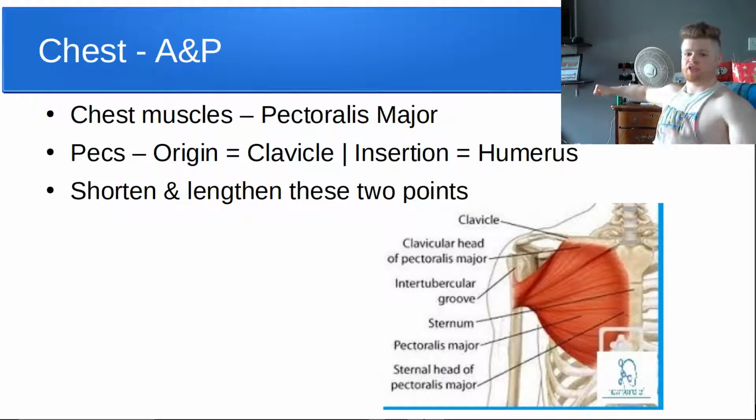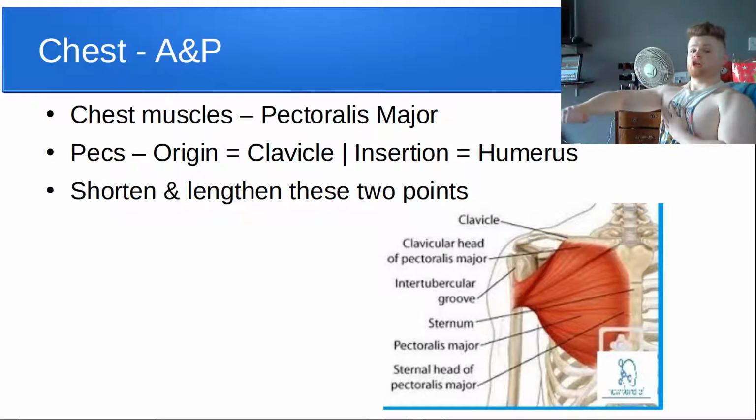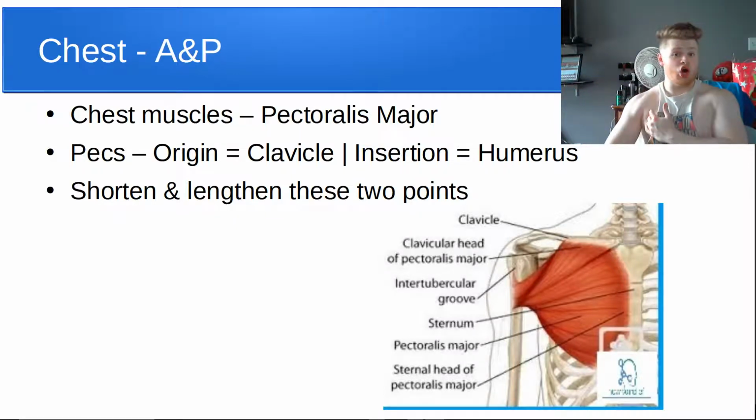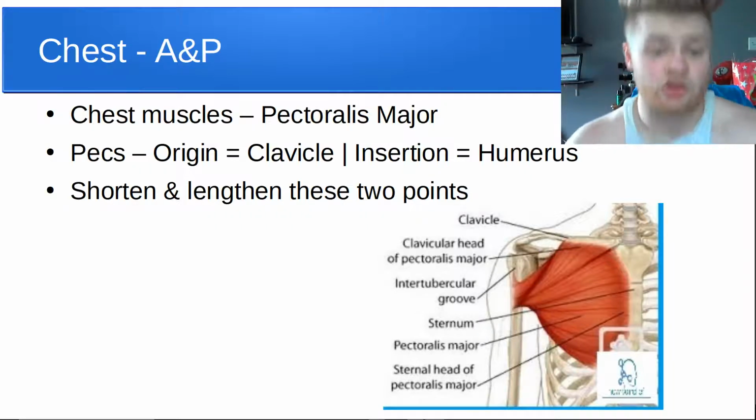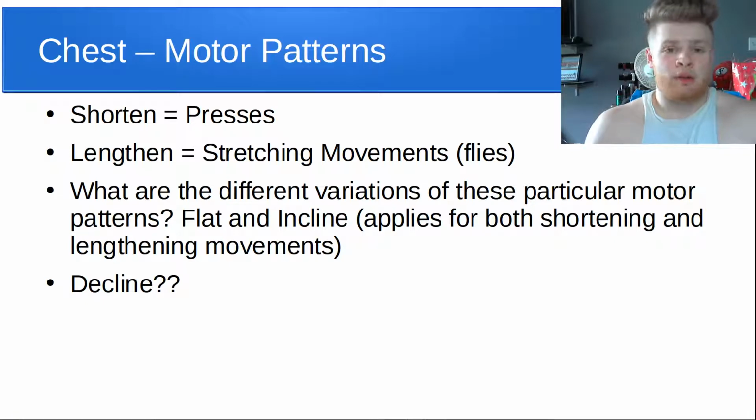So in order to stimulate the chest muscles, we need to repeatedly shorten and lengthen these 2 points, the clavicle and the humerus. By shortening and lengthening the clavicle and the humerus over time, we consistently contract and stretch, contract and stretch, contract and stretch the chest muscles under load, under weight, which will cause them to micro tear and break down, and then over time, with diet and recovery, they will grow back stronger to adjust to the stimulus that we placed on them. Now, motor patterns.